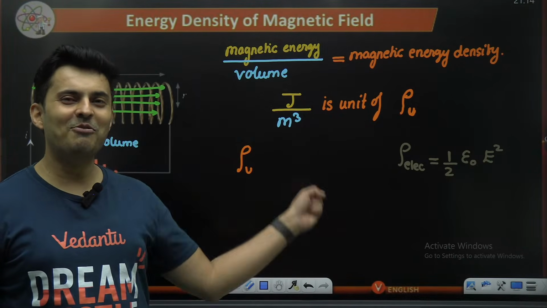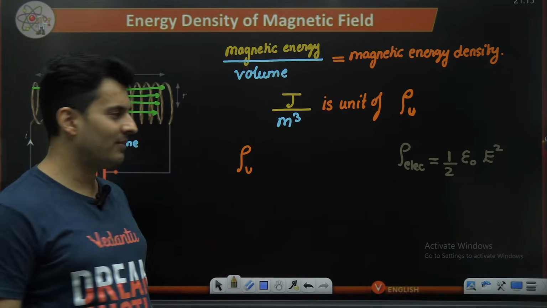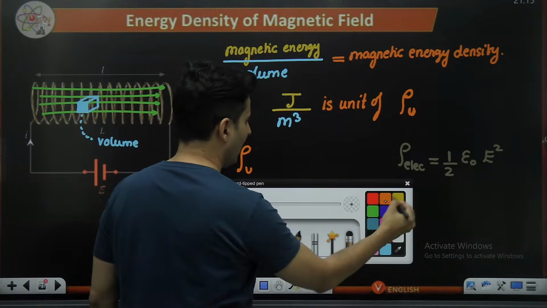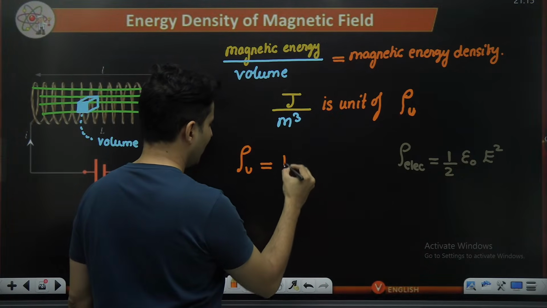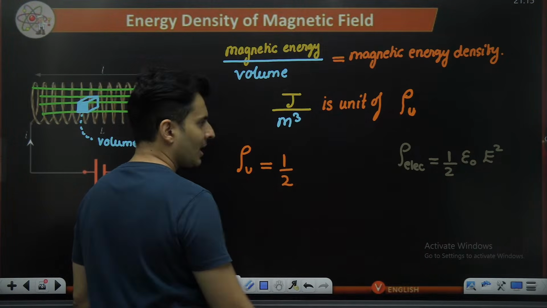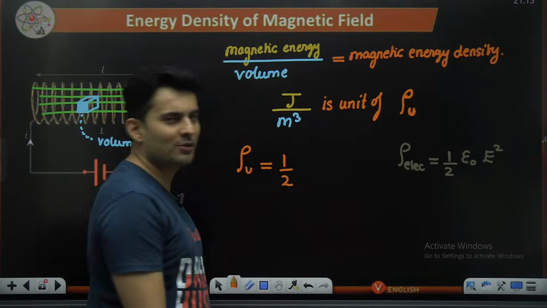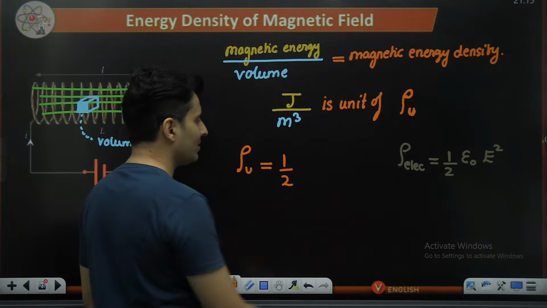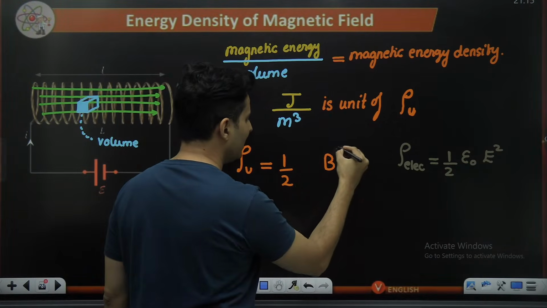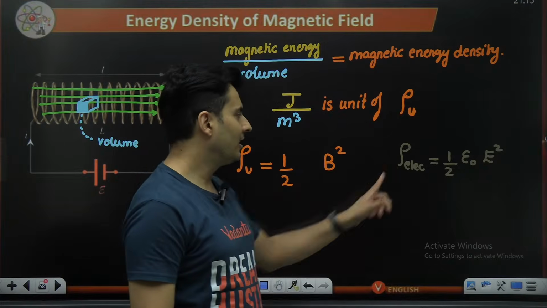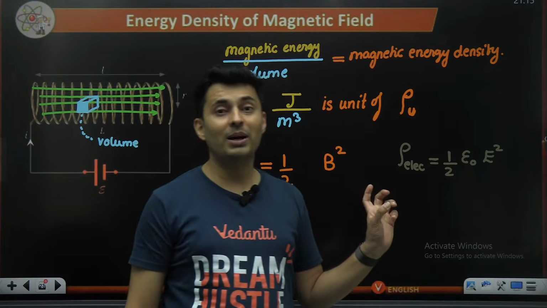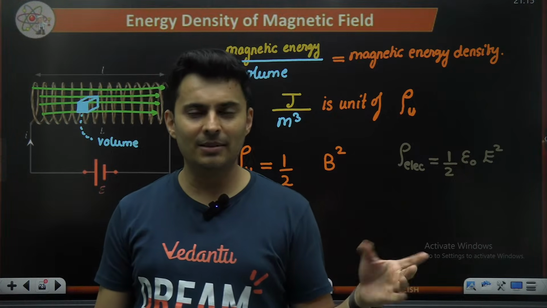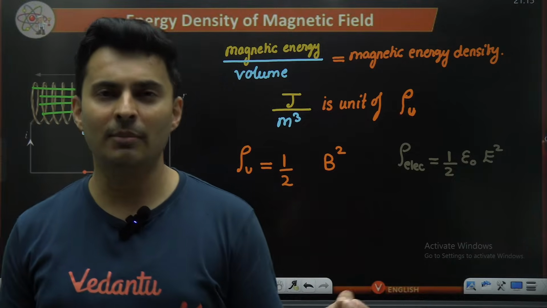Oh, so same formula, but with minor modifications. Like how? You will put half here also. Instead of electric field, which field will you put? Isn't it obvious? You will put magnetic field. So you will put B square. Here in electrical energy density, you had permittivity. Magnetism is associated with permeability.